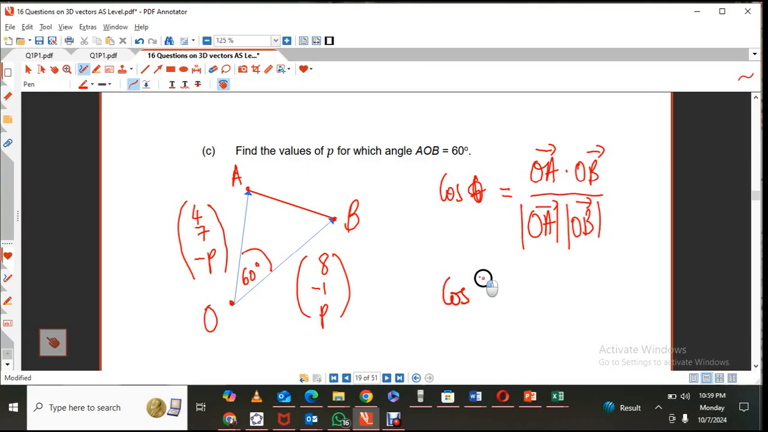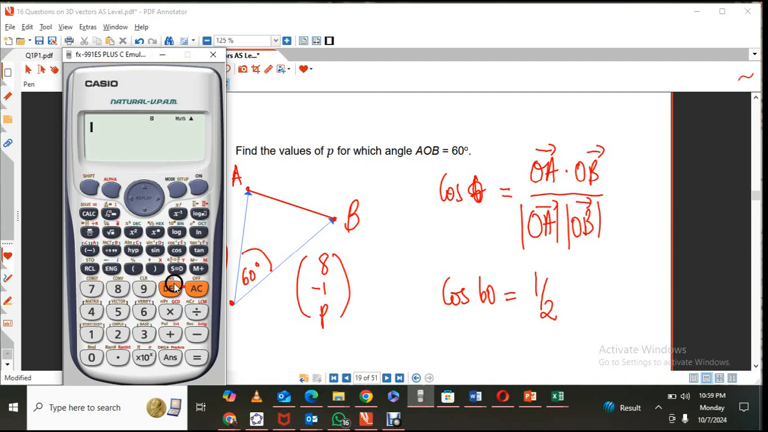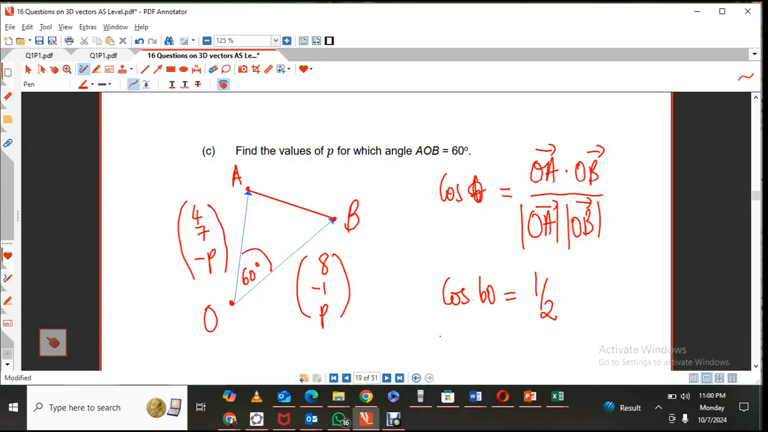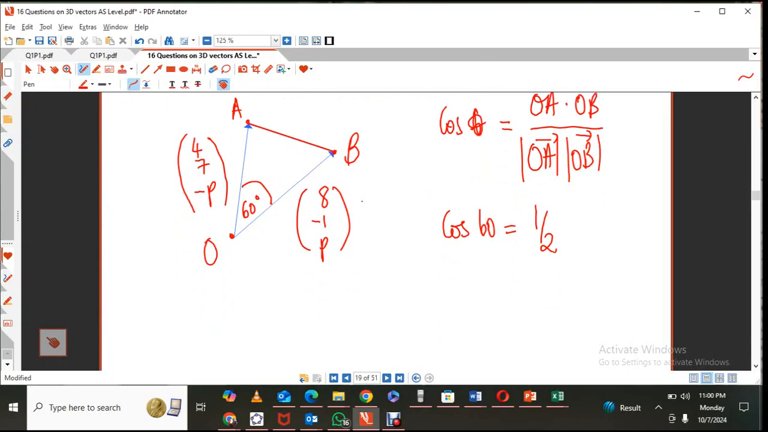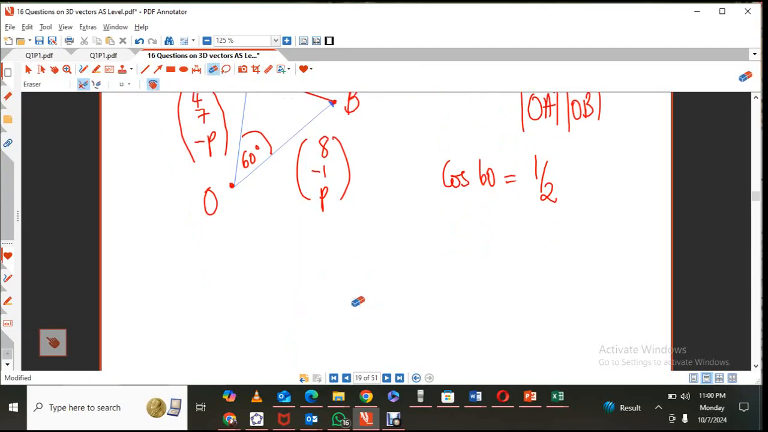But since cos 60 degrees is equal to a half, just make sure that you know the special angles, otherwise just use your calculator to get a half. That now implies that I can continue and say, wait a minute, a half is equal to... we did not calculate as of yet vector OA and vector OB. And maybe I should do that. So let's find the vector OA dotted with vector OB. I'll come back to this half.